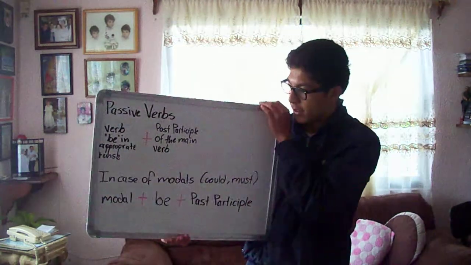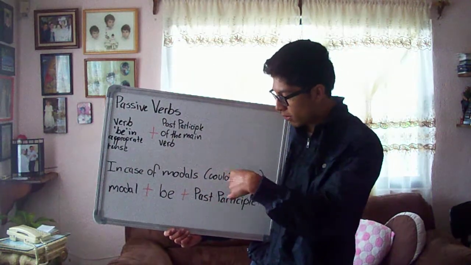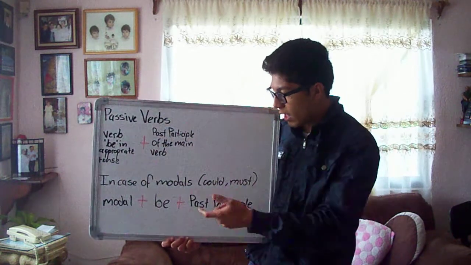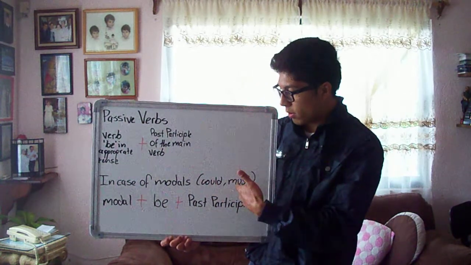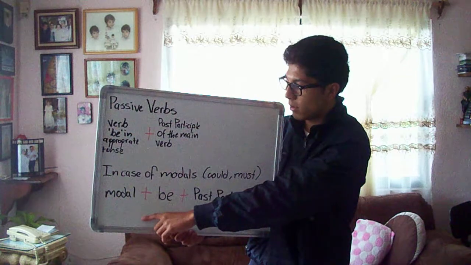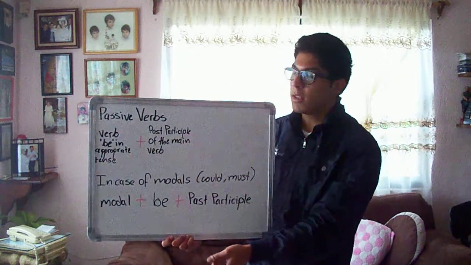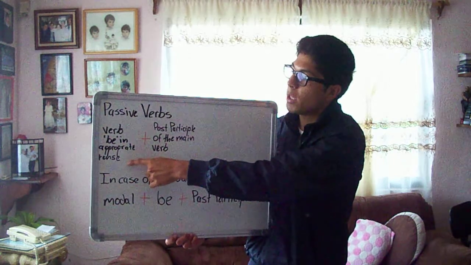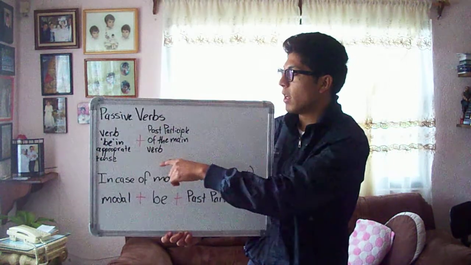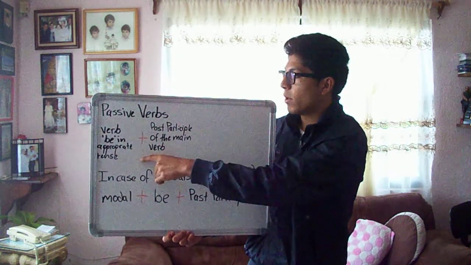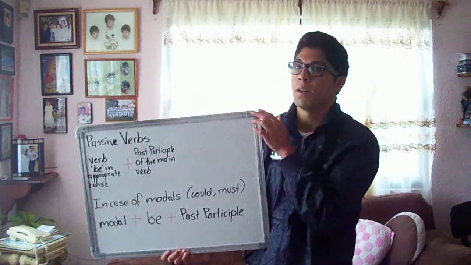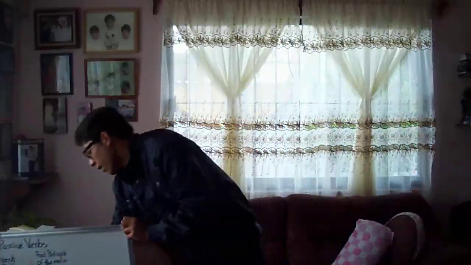Here it is. In case of modals, could or must. It's the modal plus be plus past participle, and well, the other form is the verb be in the appropriate tense plus the past participle of the main verb.